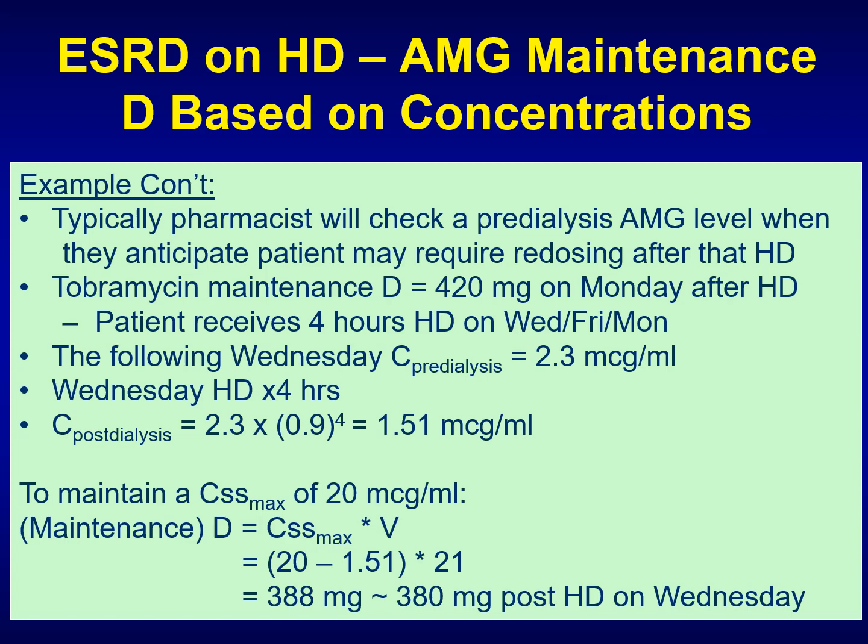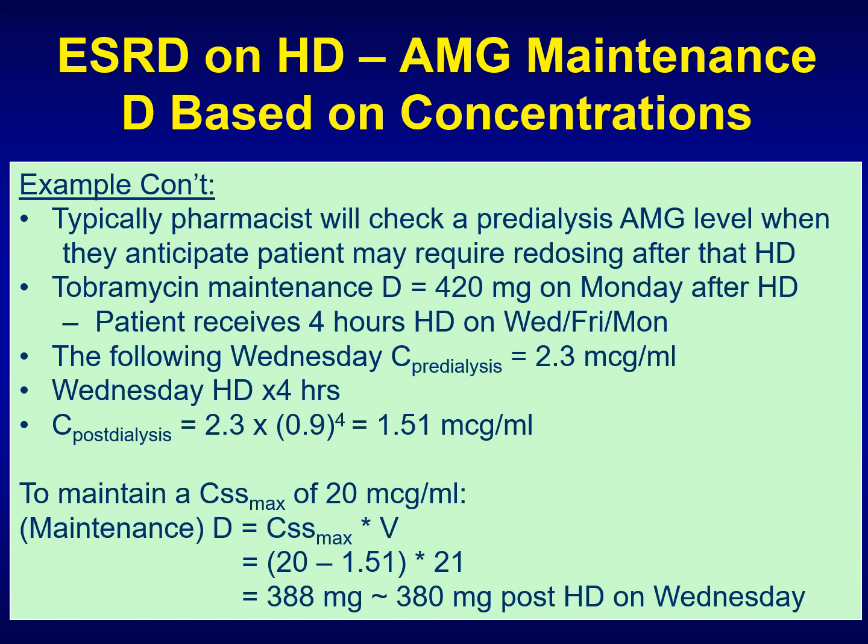The following Wednesday, a pre-dialysis level was checked, and it was 2.3, followed by another 4 hours of dialysis. So we estimate that the concentration post-dialysis will be equal to 2.3 times 0.9, which reflects 90% remaining, to the exponent of 4 hours of dialysis, equal to 1.51. This level now is below the 2, which is the indication for us to redose. We need to redose to a Cmax of 20.